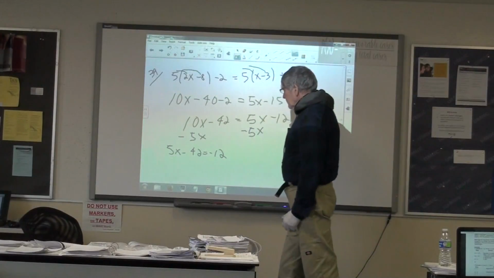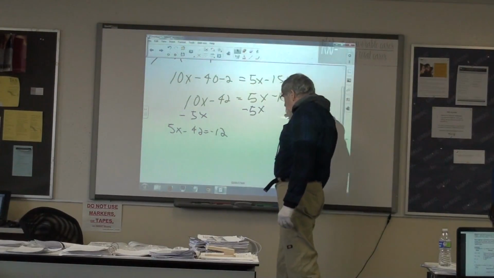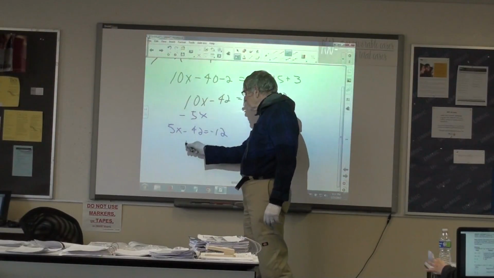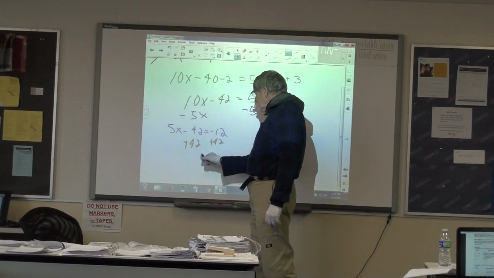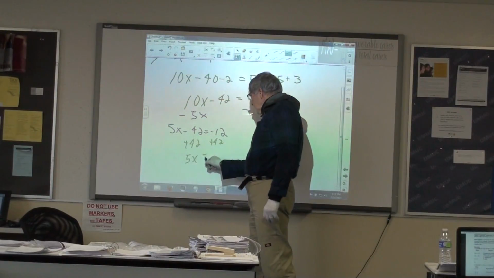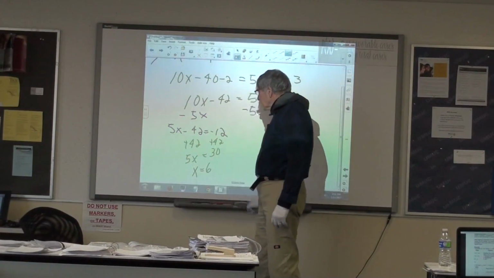Now, the rest is old news. We have to get rid of the minus 42 with a plus 42. And a plus 42 in this part, we get 5x equals 30, and it looks amazingly like we get an x equals 6.